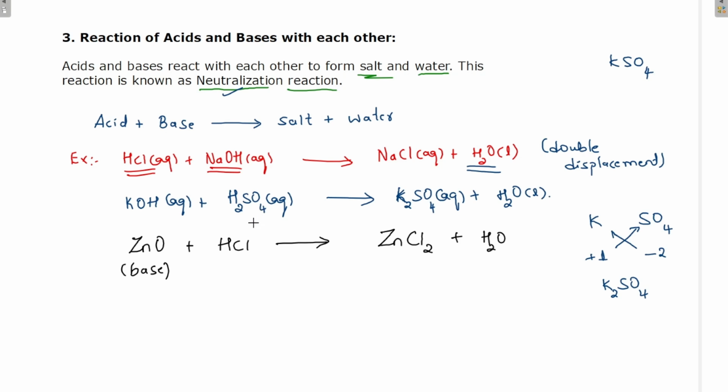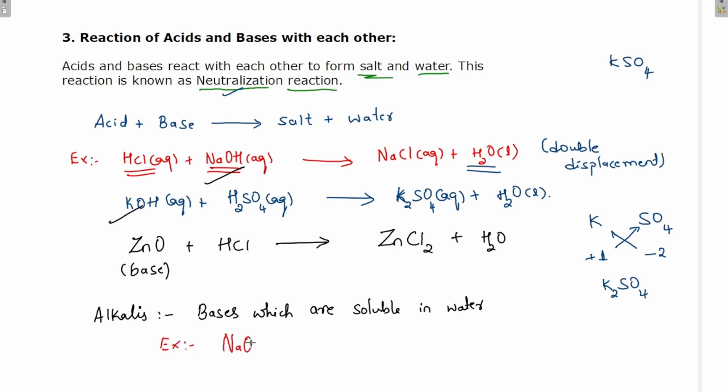And there is a special name for those bases which are soluble in water. For example, sodium hydroxide, potassium hydroxide. These two are soluble in water. They are called as alkalis. Yes, how do we define alkalis then? Bases which are soluble in water are called as alkalis. Examples for alkalis are sodium hydroxide, potassium hydroxide, calcium hydroxide. These are soluble in water, so these are called as alkalis.